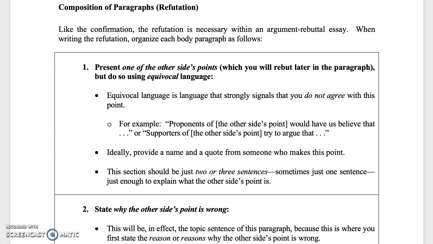Ideally, you want to provide a name and a quote from someone who argues in favor of that point. So your research can help you find examples of people on the other side that you can quote and then rebut. So this section should just be a couple of sentences, maybe one sentence to sort of set up with the equivocal language the other side's point, and maybe another to give the quote.